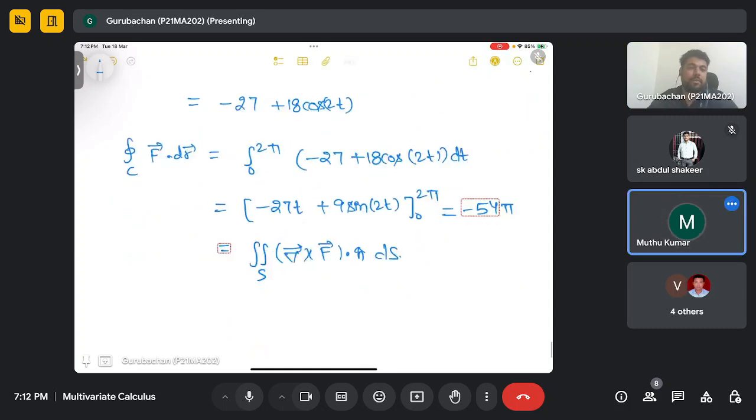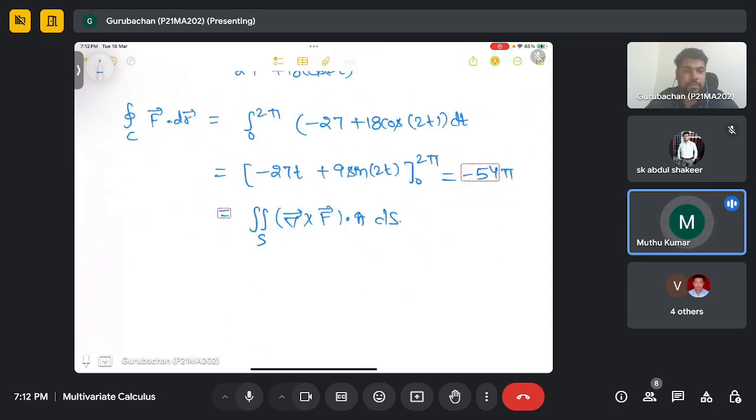Excuse me, sir. Yes, please. While calculating the surface integral, I have taken into consideration the plane equation. Yes, the plane equation has been considered.